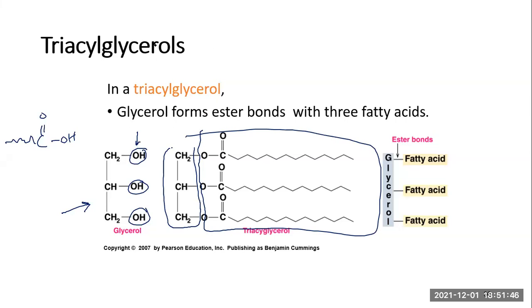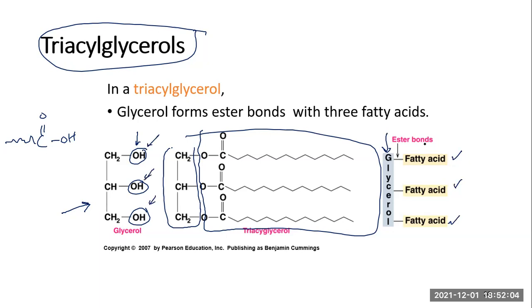One thing that you do need to know is that a triacylglycerol is made up of a glycerol unit, which is this guy on the left, and 3 fatty acids, one for each of these OHs. The bond that holds them together is, again, that ester bond, that exact same bond that we used in organic chemistry.